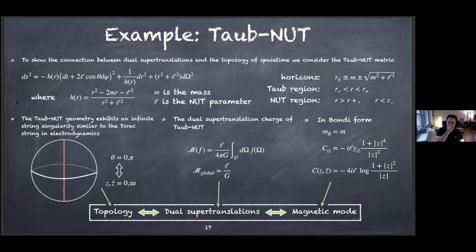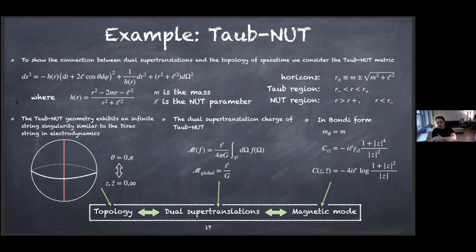Then the next thing that I want to address is the dual supertranslation charge of the Taub-NUT metric. And it turns out that it is proportional to the NUT charge. As we can see, for example, the global part of the charge is simply equal to the NUT charge over Newton's constant. So we can think about the new dual charges as some generalizations of the NUT parameter.